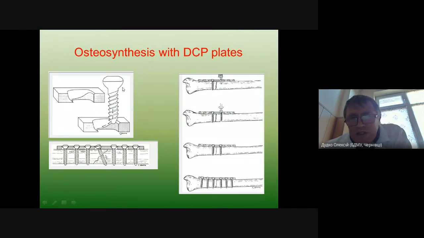Before, the technique was done not with this but with a special compression device. So the plate was applied and one screw was inserted on one side of the fracture, here is the fracture. And then a special compression device was used, and we were compressing this area, and then we were inserting screws.